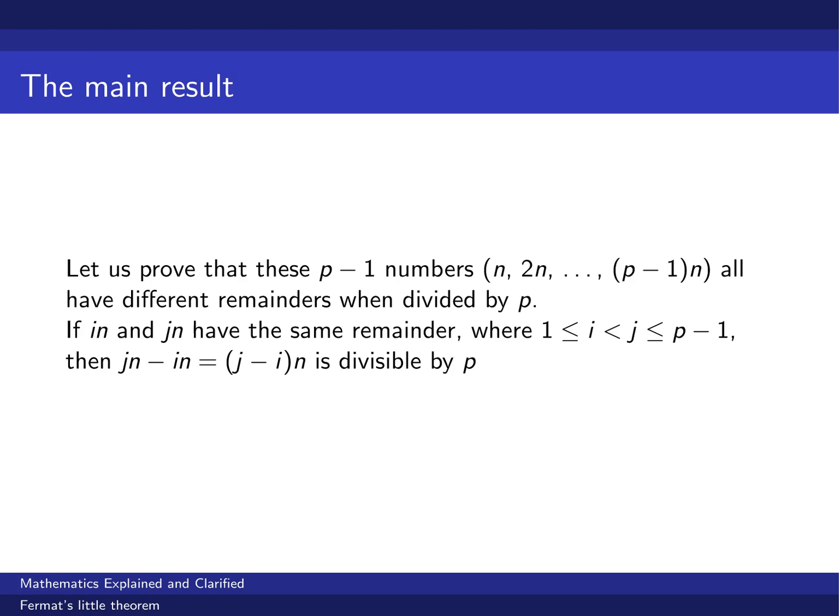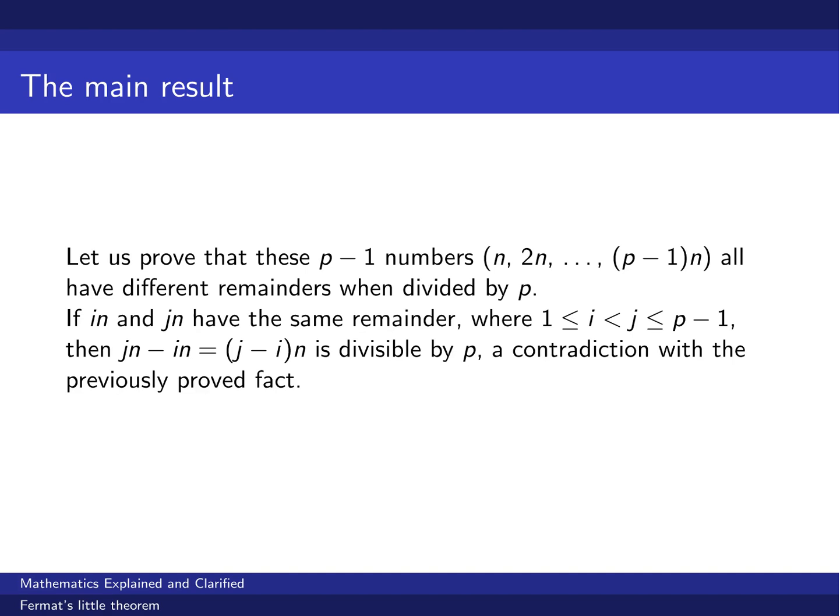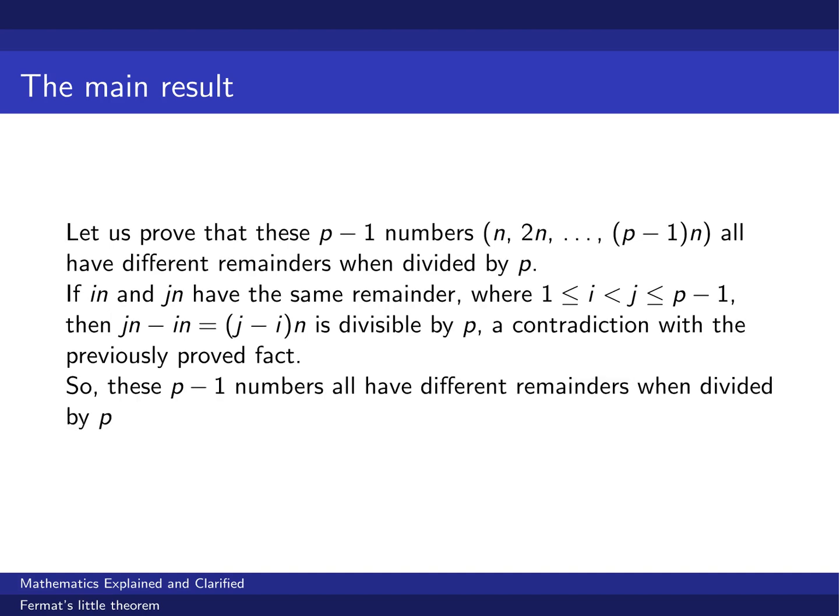But this is a contradiction with the previously proved fact, because we just proved that all of these p minus 1 numbers are not divisible by p, and (j minus i) multiplied by n is also one of these p minus 1 numbers. So this proves that these p minus 1 numbers all have different remainders when divided by p. Also notice that none of them has remainder 0, which we previously proved, because none of them is divisible by p, which means that none of them has remainder 0.